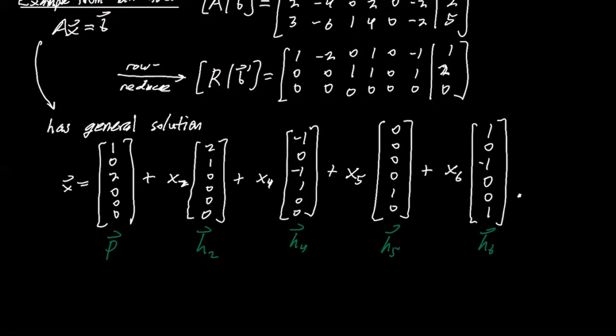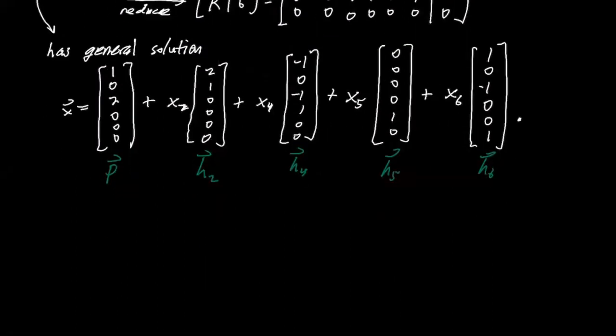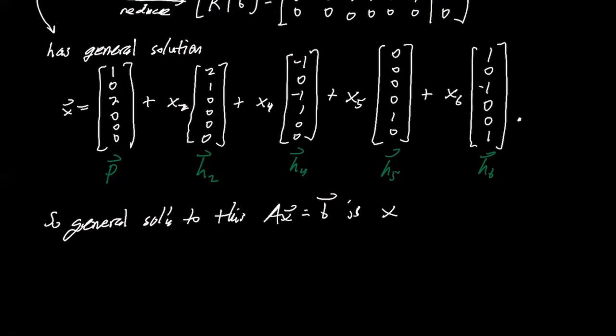So the general solution to this AX equals B is X equals this vector P plus X2 H2 plus X4 H4 plus X5 H5. And of course, I'm running out of room. Let me try to write this better. Okay, I'm just recopying this, putting it in this fully vector form. So that's the solution.